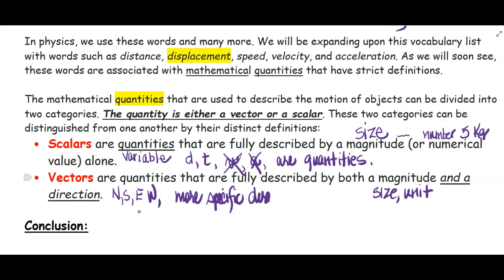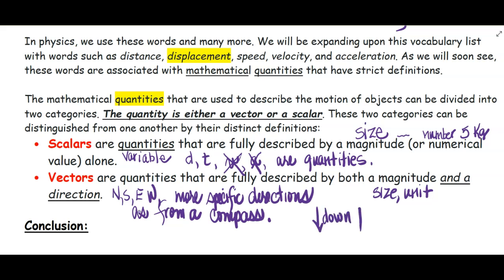directions as from a compass, right? Two very common vectors are down and up. You can see they're opposites of each other.